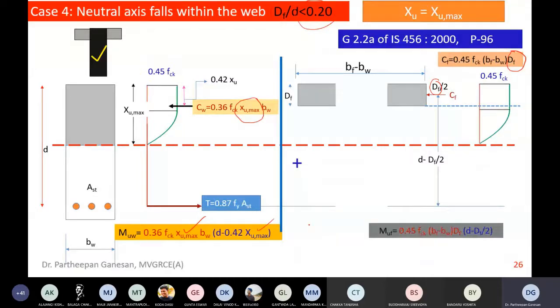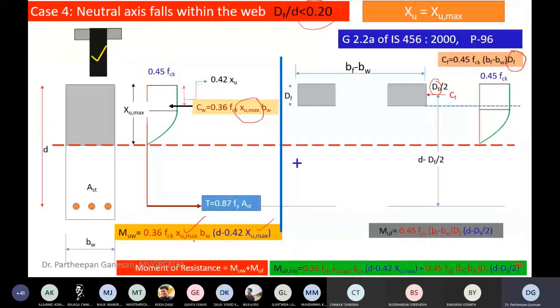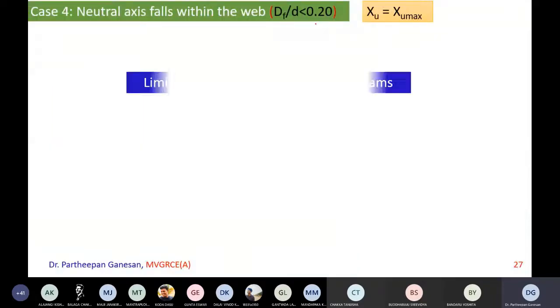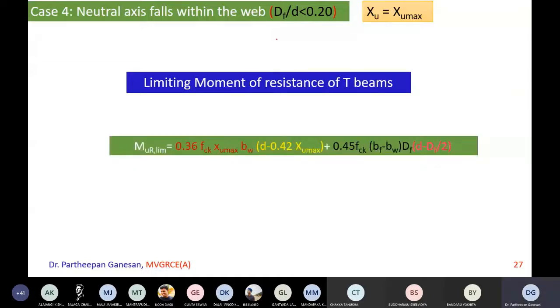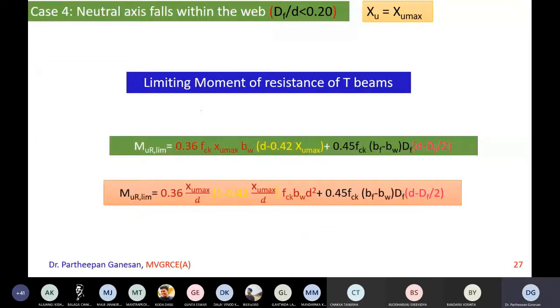So if you sum all these things, you will get MuW plus Muf is equal to 0.36 fck XU max bW (d minus 0.42 XU max). This is the same as the second case. The only difference is instead of XU you will have XU max, because your XU is equal to XU max, right? Is that clear? Similarly, Mu limit is equal to, I am writing the same equation, fck XU max bW (d minus 0.42 XU max). The previous slide's equation only I am writing here.